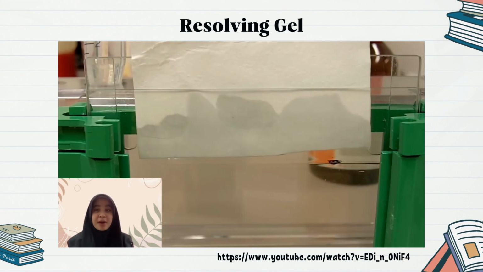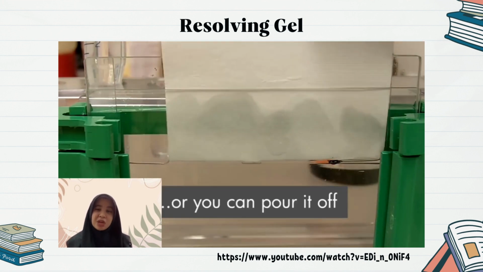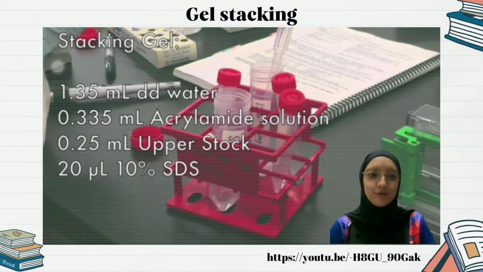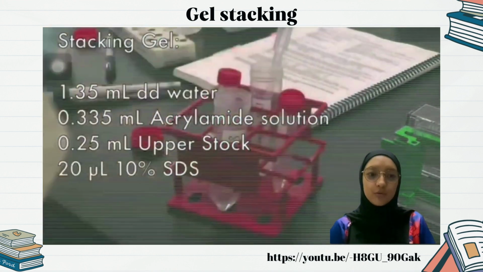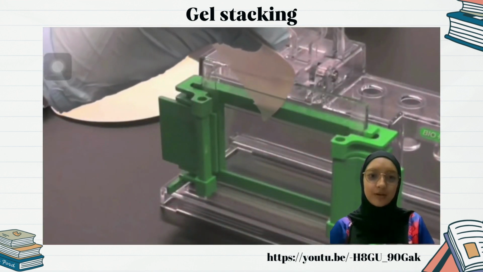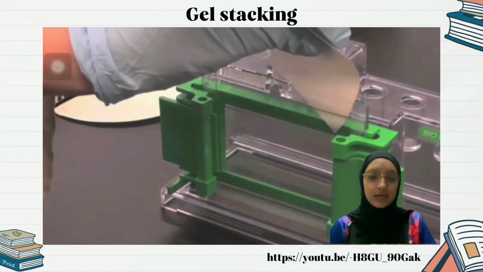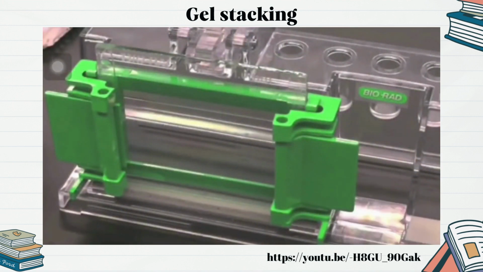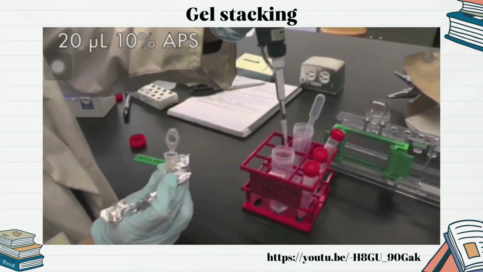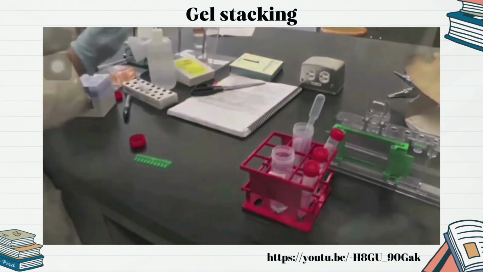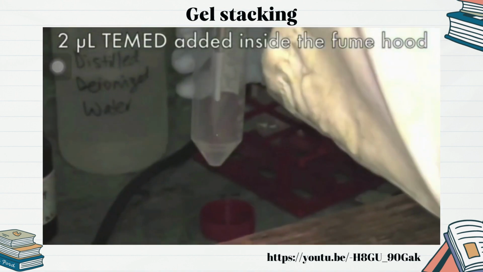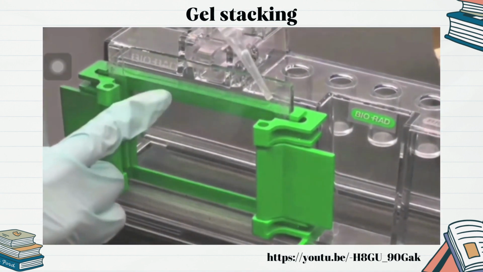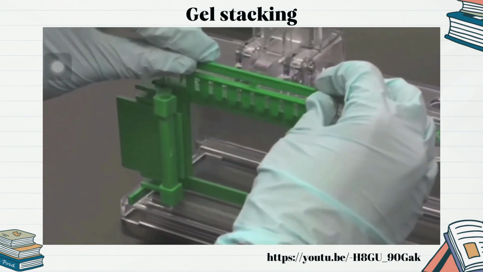Dry up the isopropanol using the filter paper or just pour it off. Mix 1.35 ml double distilled water, 0.235 ml acrylamide stock, 0.25 ml upper stock and 20 microliters of 10% SDS. Drain the isopropanol, rinse the top of the gel with DD water and dry with clean wipes. Add 20 microliters of 10% APS and 2.0 microliters of TEMED into the stacking gel solution. Mix well. Pipette 1 ml stacking gel solution on top of the resolving gel in between the plates. Fill to the top and insert the comb into the solution.